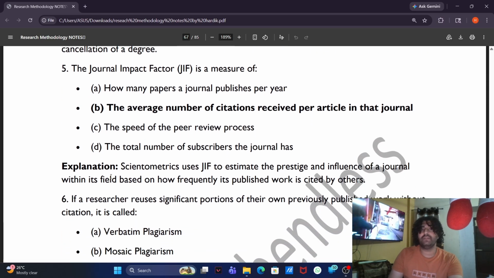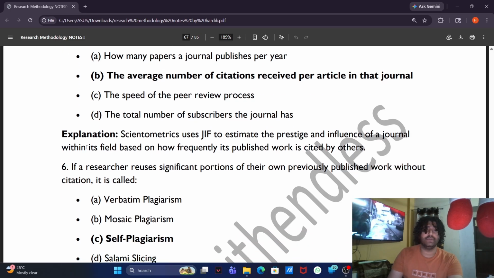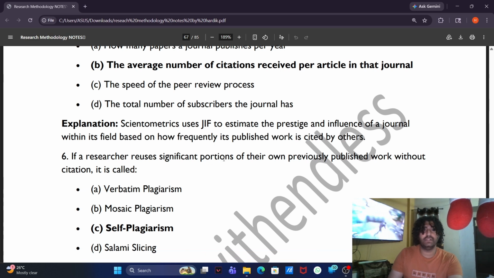The journal impact factor, JIF, is a measure of the average number of citations received per article in that journal. Explanation. Scientometrics uses JIF to estimate the prestige and influence of a journal within its field, based on how frequently its published work is cited by others.